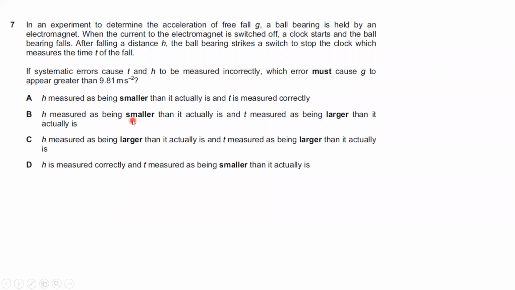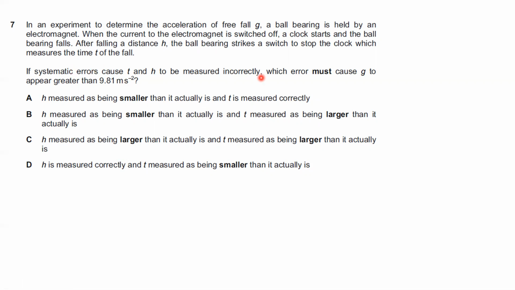Question 7. In an experiment to determine the acceleration of free fall g, a ball bearing is held by an electromagnet. When the current to the electromagnet is switched off, a clock starts and the ball bearing falls. After falling a distance h, the ball bearing strikes a switch to stop the clock which measures the time t of the fall. If a systematic error causes t and h to be measured incorrectly, which error must cause g to appear greater than 9.81? So there is a ball falling from rest.